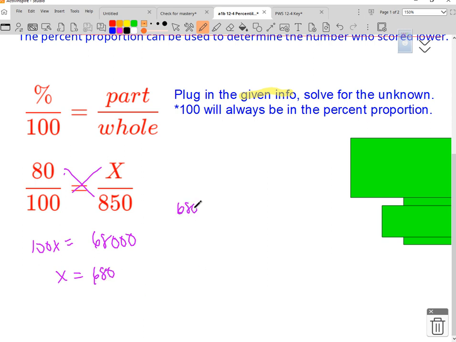So 680 people scored less than or equal to Stefan, but they asked for, we can't tell if it's equal to or less than for percentile, so 680 people scored lower. Make sense? Yeah.